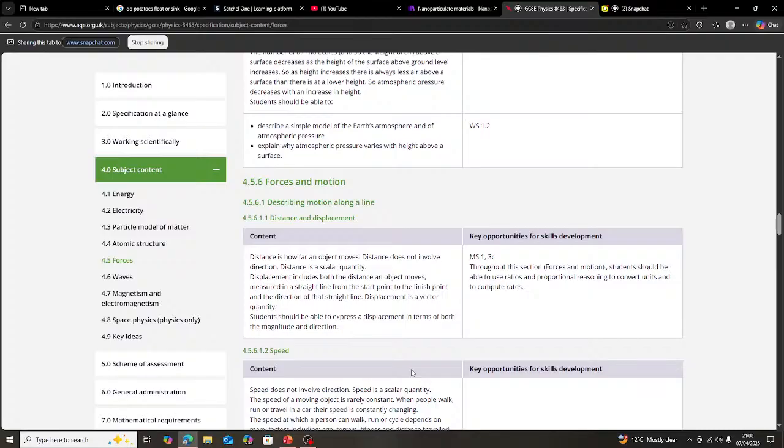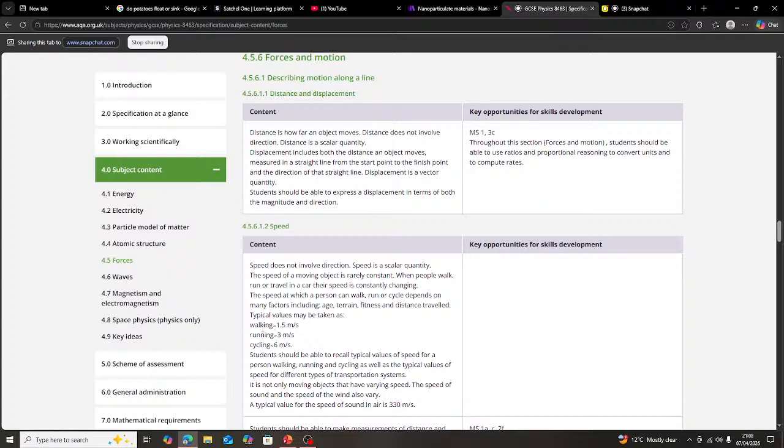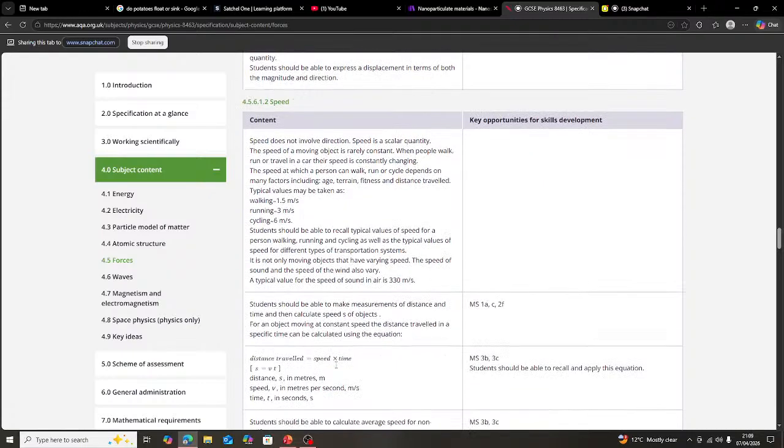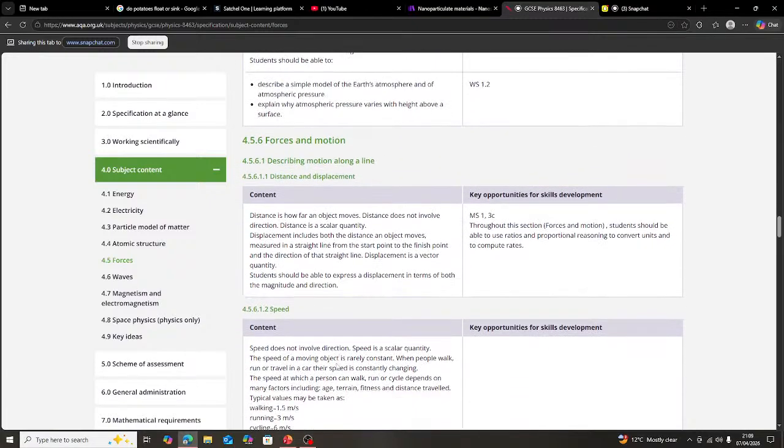I think it's like 10. No. 15. If the first one was 1.5, the second was 3. 4.5. No, you times it by 2, so then 6. Yeah, that's what it says on the specification. Walking is 1.5, running is 3, and then cycling is 6. What is the speed of sound in air?